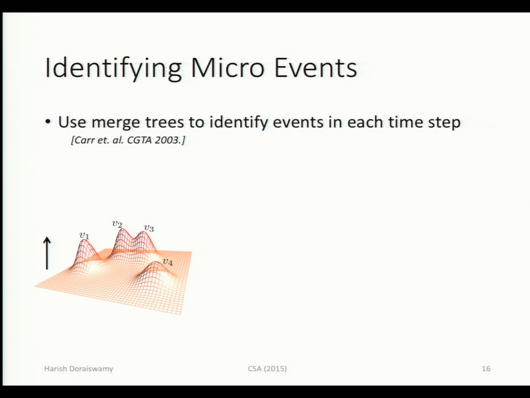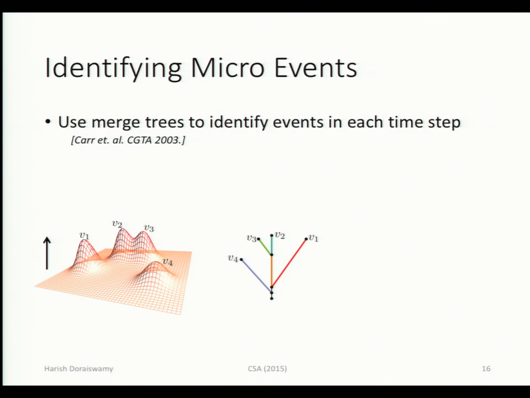Let's consider a simple terrain, and the function is the height. So for each point in this terrain, the function value is the height of this point. What I'm showing here is a set of maxima. So there are four maxima.